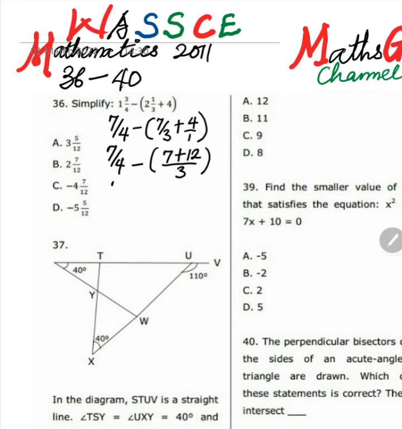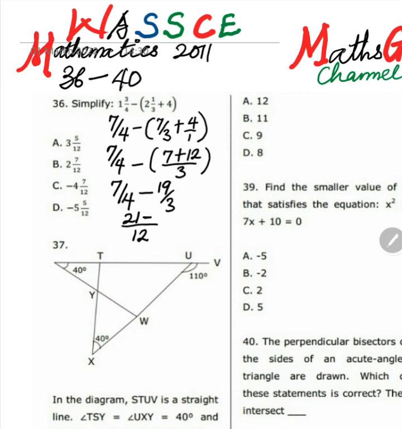Let's proceed. We have 7/4 minus, what do we now have? It is 7 plus 12, which will be equal to 19/3. All right. So the LCM of 4 and 3 is simply 12. We take that again. 12 divided by 4, 3. And 3 times 7 is equal to 21.